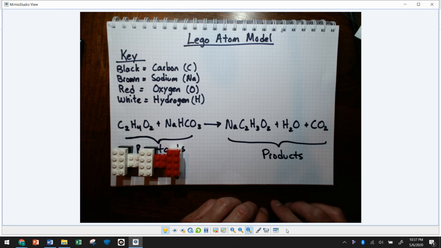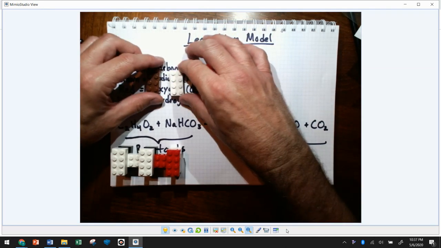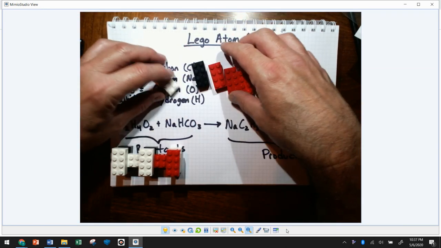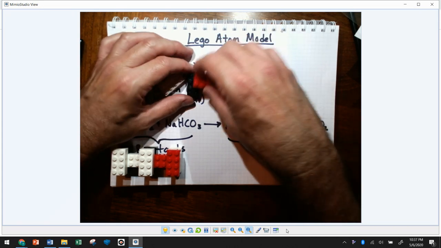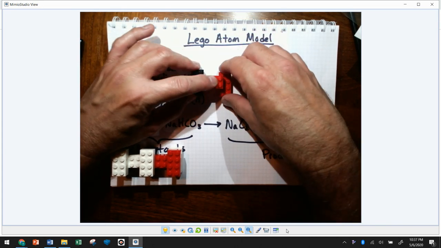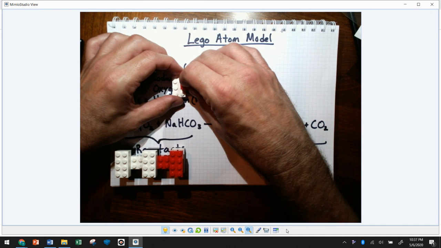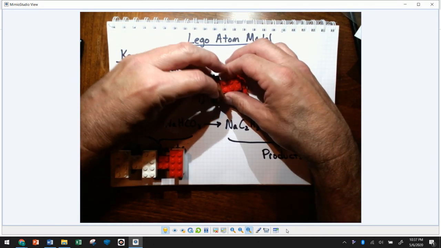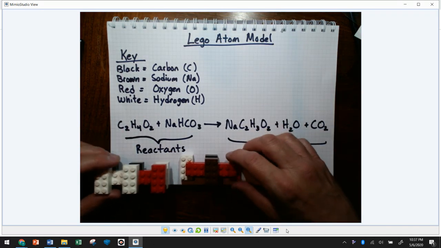Then I will also build the baking soda or sodium bicarbonate model. Here's 1 sodium, a hydrogen, a carbon, and 3 oxygen atoms, which are the red bricks. So now we have the molecules of our reactants.